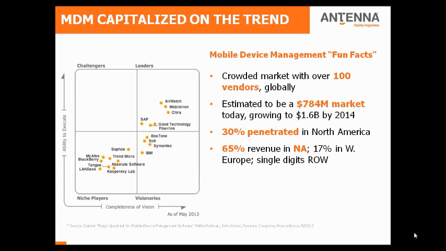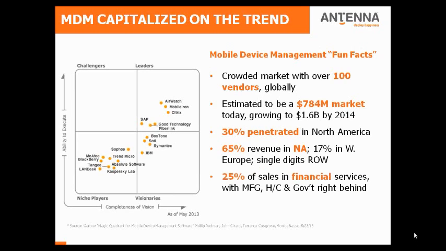It's only 30% penetrated in North America, and about 65% of the revenue that these companies are getting is coming from North America, with 17% in Western Europe and single digits for the rest of the world. Financial services is a big buyer today. About 25% of sales are from financial services companies, and over 70% of sales are to companies that are buying less than 500 seats today.